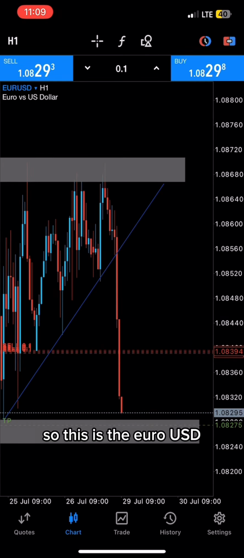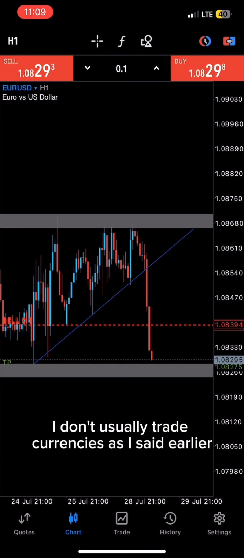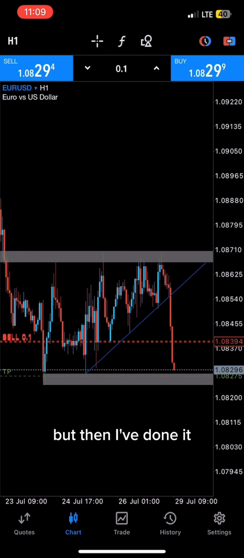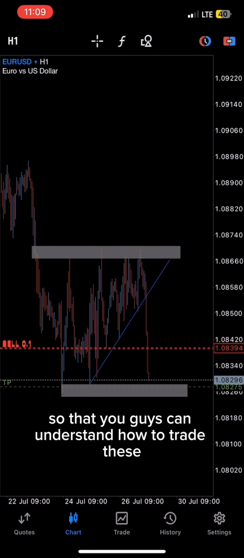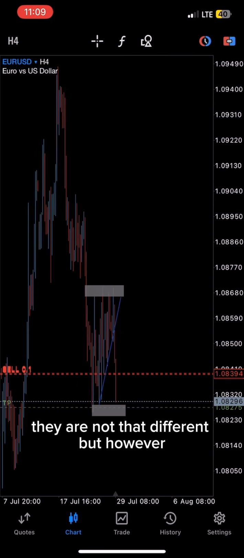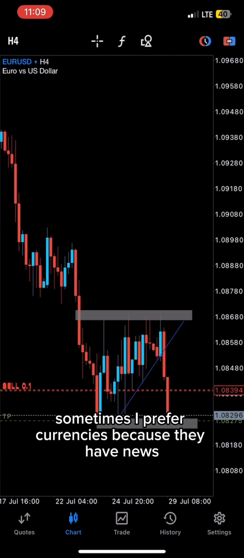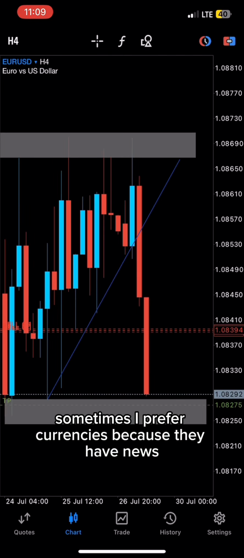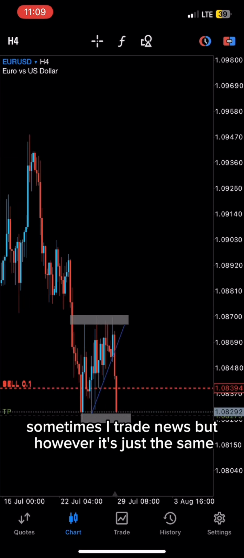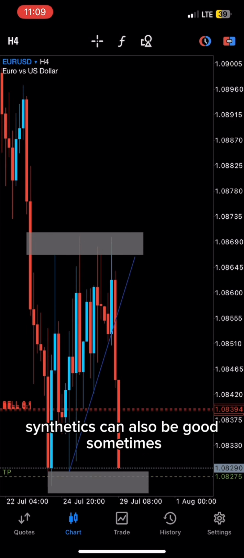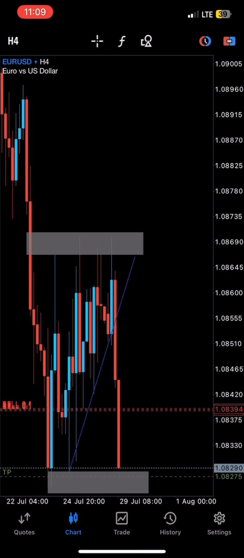So this is the Euro USD. I don't usually trade currencies, as I've said earlier, but I've done it so that you guys can understand how to trade these. They are not that different, however, sometimes I prefer currencies because they have news. Sometimes I trade news, but it's just the same. Synthetics can also be good sometimes.